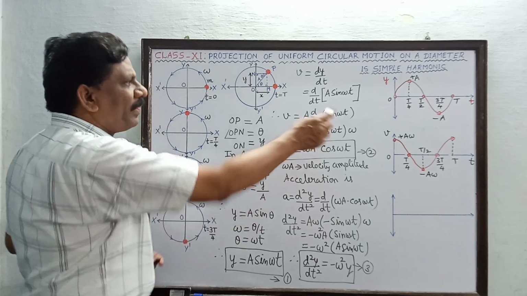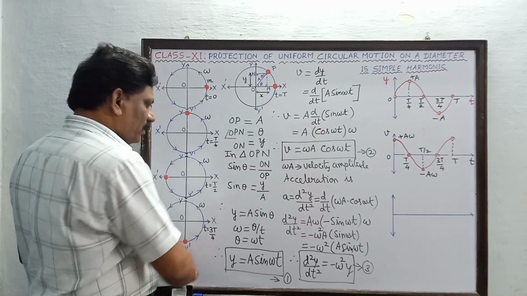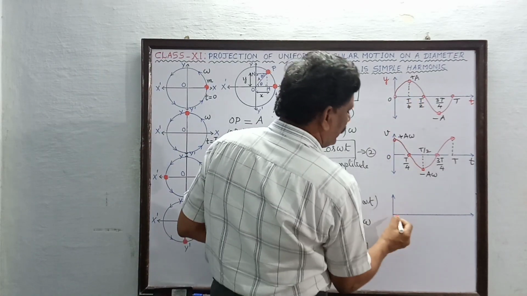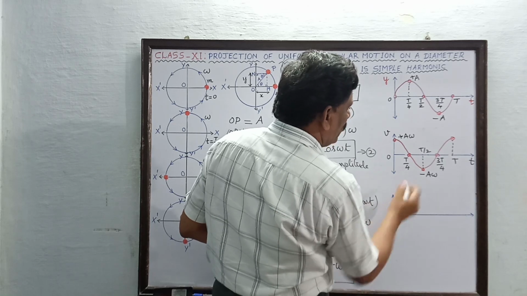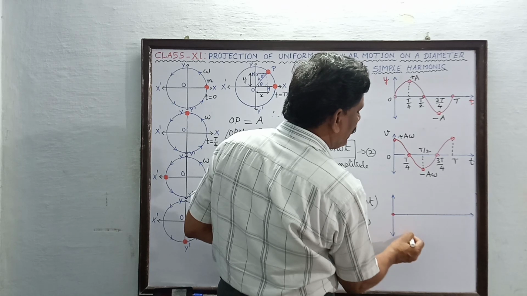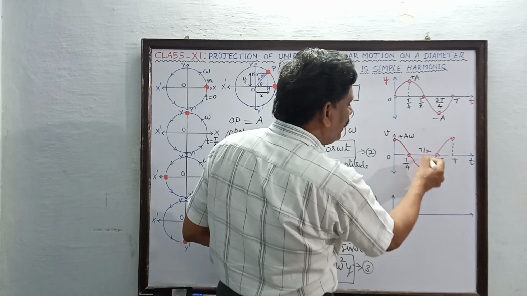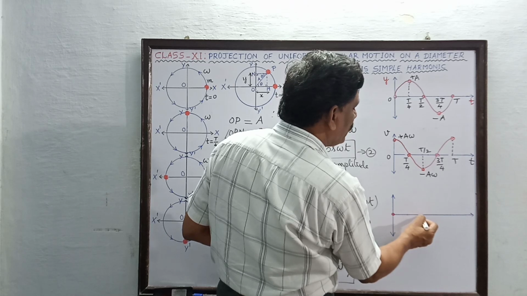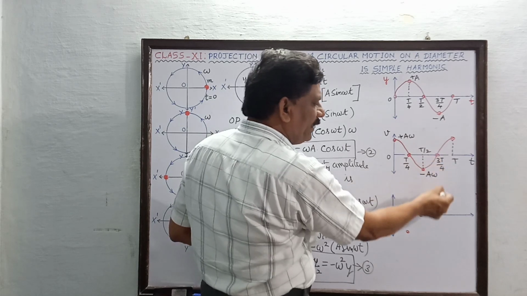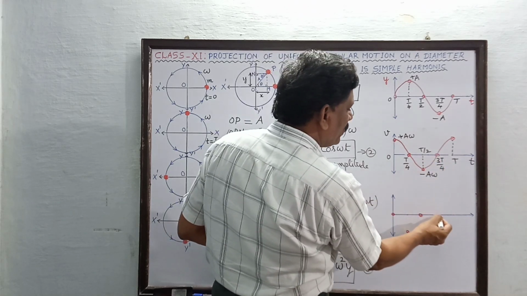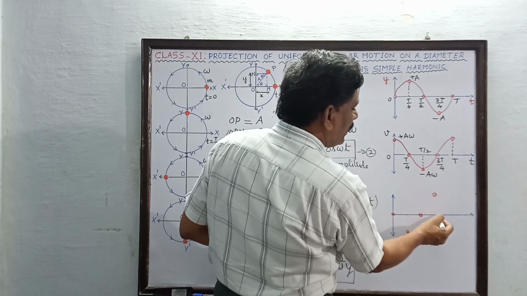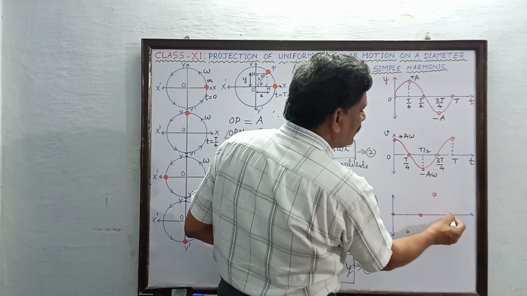Now we can complete the graph there. At a time t equal to 0, the acceleration will be 0. At a time t equal to t by 4, the acceleration will be negative maximum. At a time t equal to t by 2, the acceleration will be 0. At a time t equal to 3t by 4, the acceleration will be positive maximum. Then again it will be 0 here at an instant t.